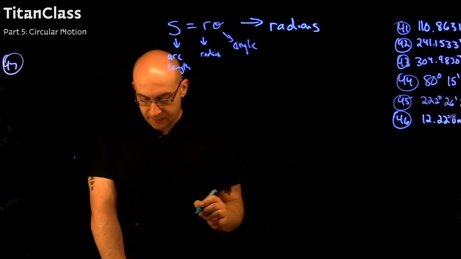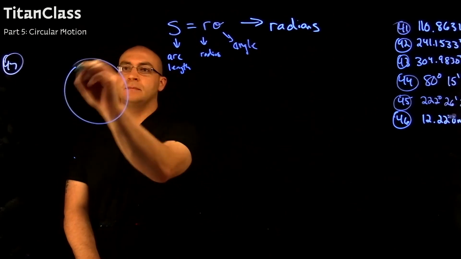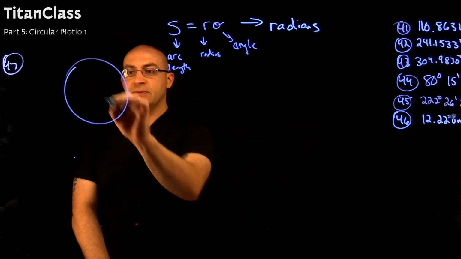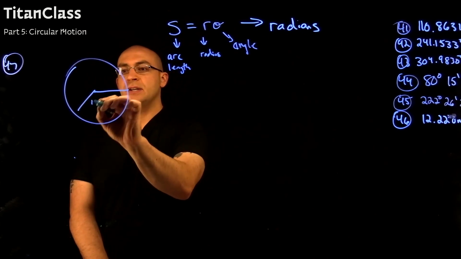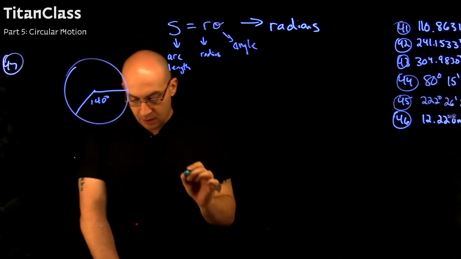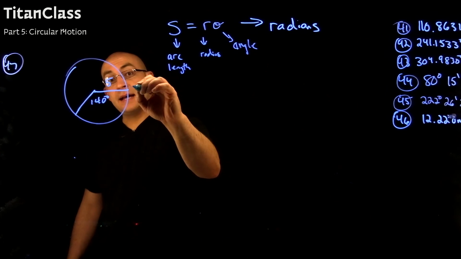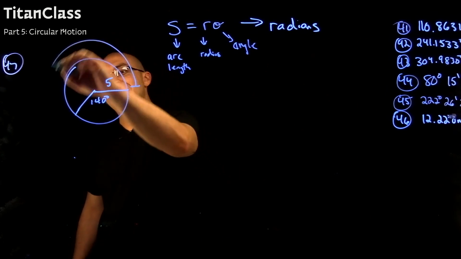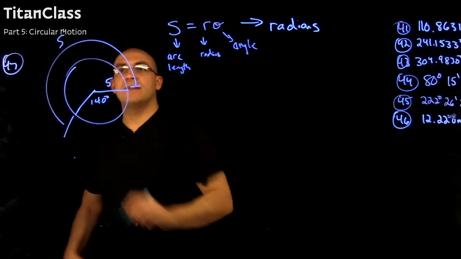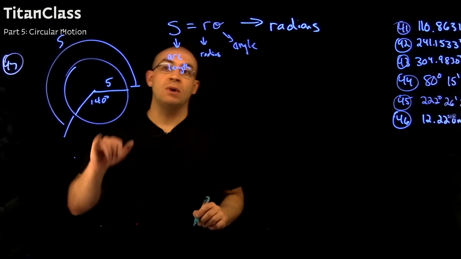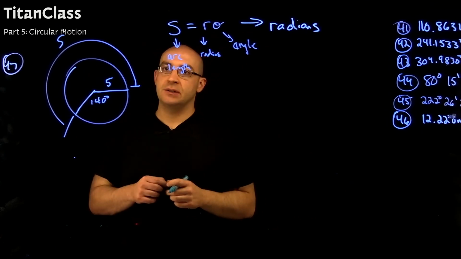All right, number 47. Same type of problem. I'm looking for arc length. That's a nice circle. So we've got a central angle, and that's 140 degrees. The radius is 5. We want to find, actually this is a good one, we want to find S. We want to find the major arc. We don't want to find the minor one. So that's going to change things a little bit.